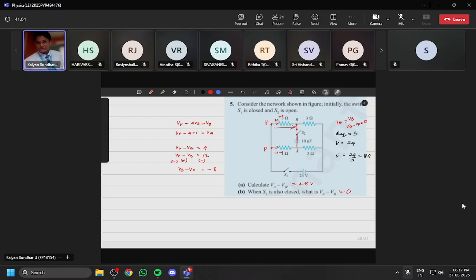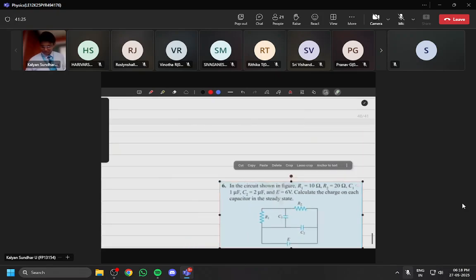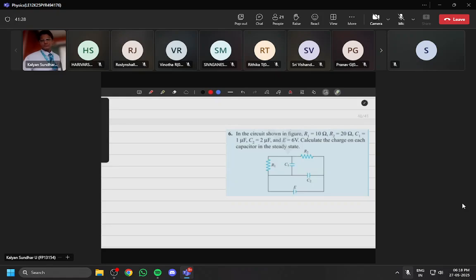Next, verse 36. Right. So this is the question. In the given circuit, R1, R2, C1, C2 values are given, E value கொடுத்துட்டாங்க. Calculate the charge on each capacitor in a steady state.